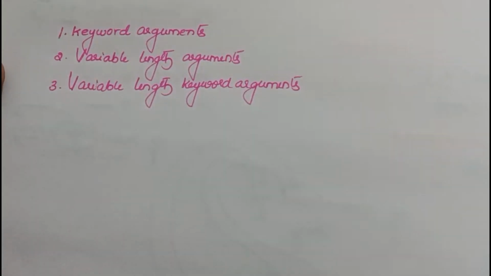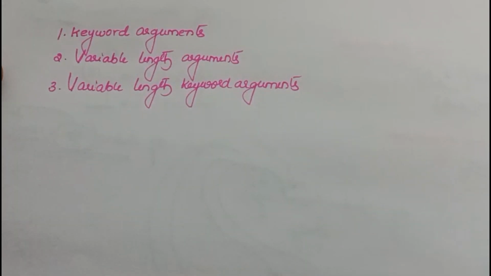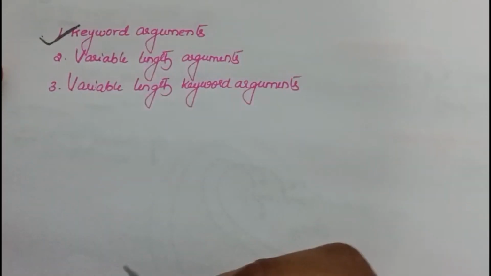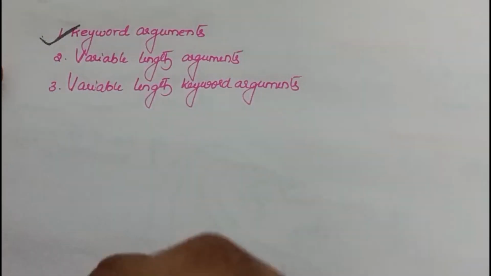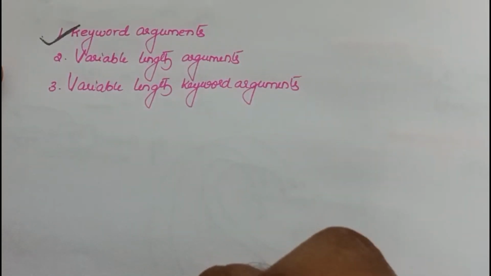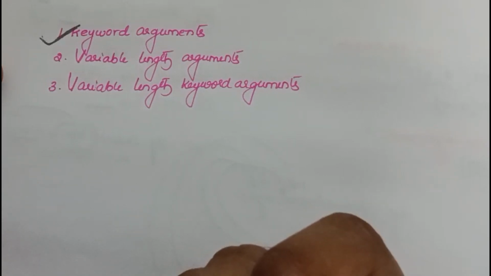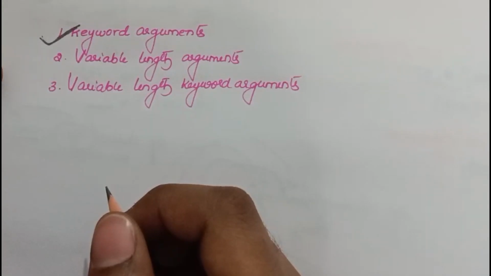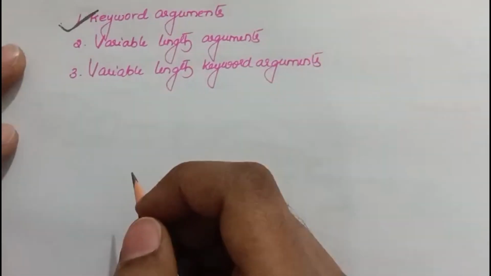In the previous video, we have discussed the first two types of arguments available in Python. In this video, we will discuss the next three types of arguments available in Python. First one is keyword arguments. Keyword arguments allow us to pass values to a function by explicitly specifying the parameter names. Because the parameter names are mentioned, the argument order does not matter.